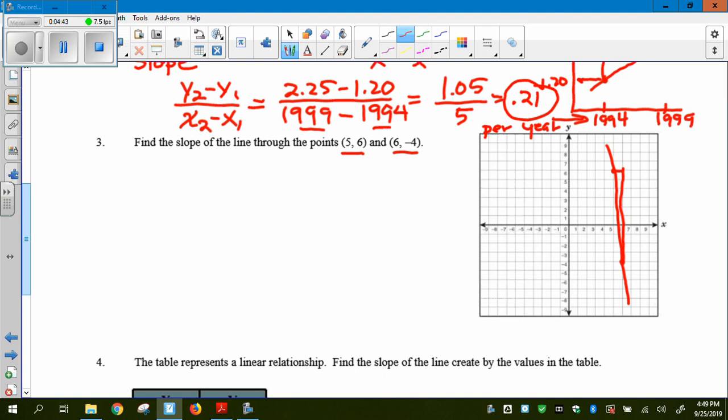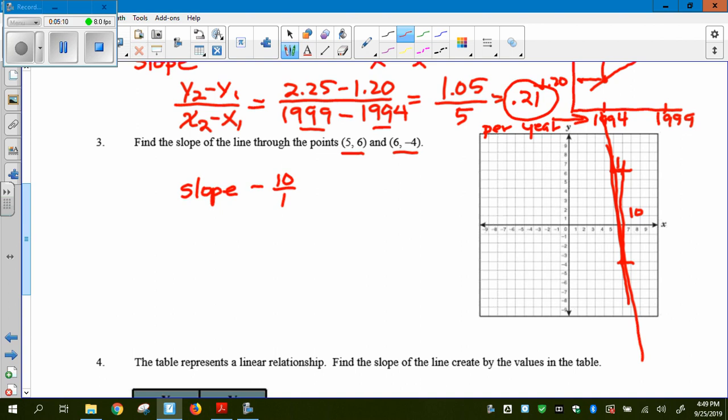The rise is the distance from here to there, which is 10, and the run is the distance from there to there, which is 1. Now, since the line is flowing down to the right, it's a negative, so my slope by rise over run is negative 10 over 1.